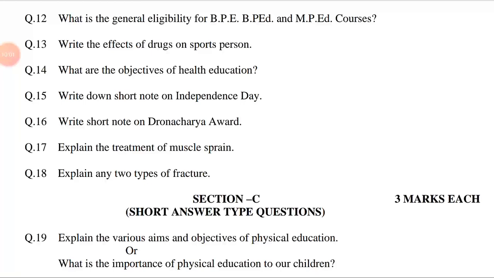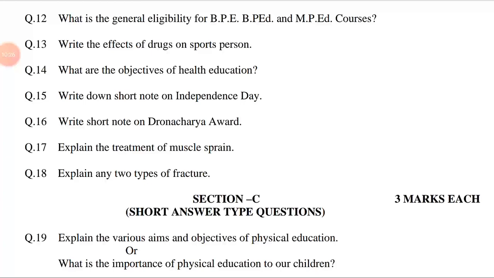The general eligibility for BPE is 10 plus 2 with sports career, and 10 plus 2 may be in any stream. For BPEd, graduation from any stream with sports career, and for MPEd, graduation with BPEd, etc.